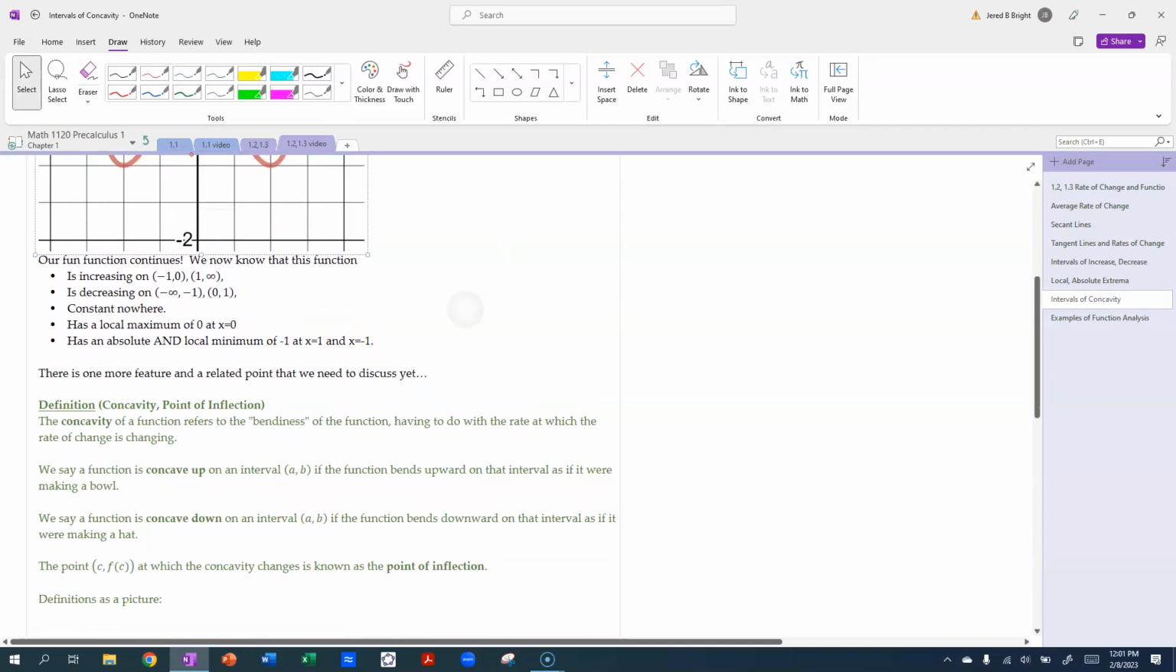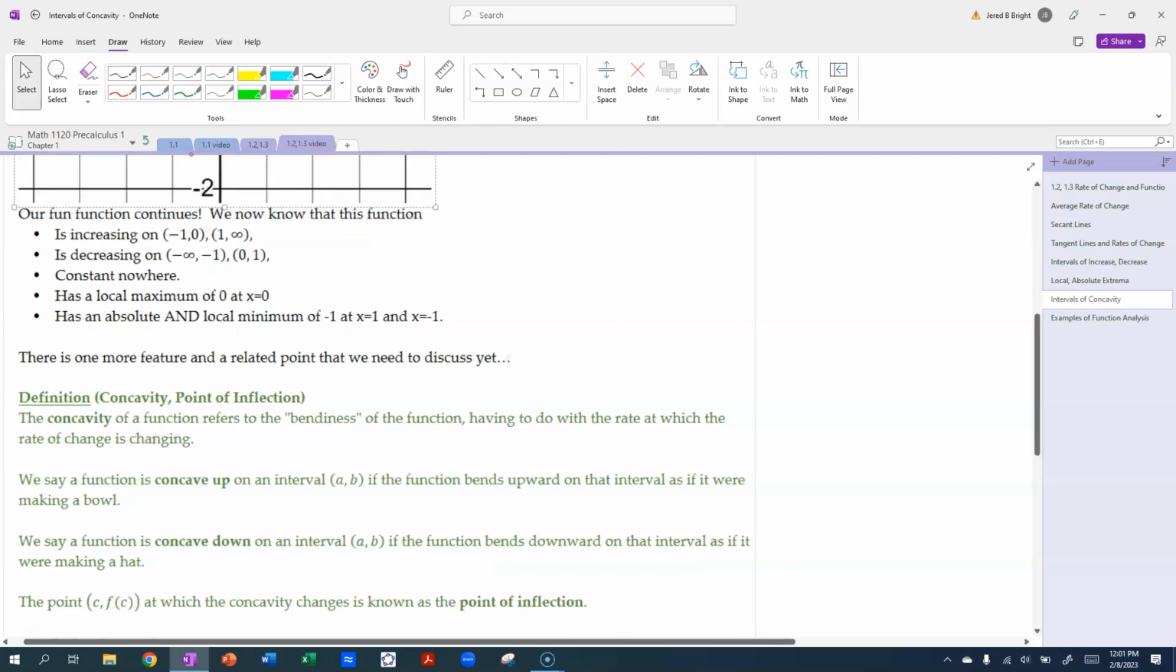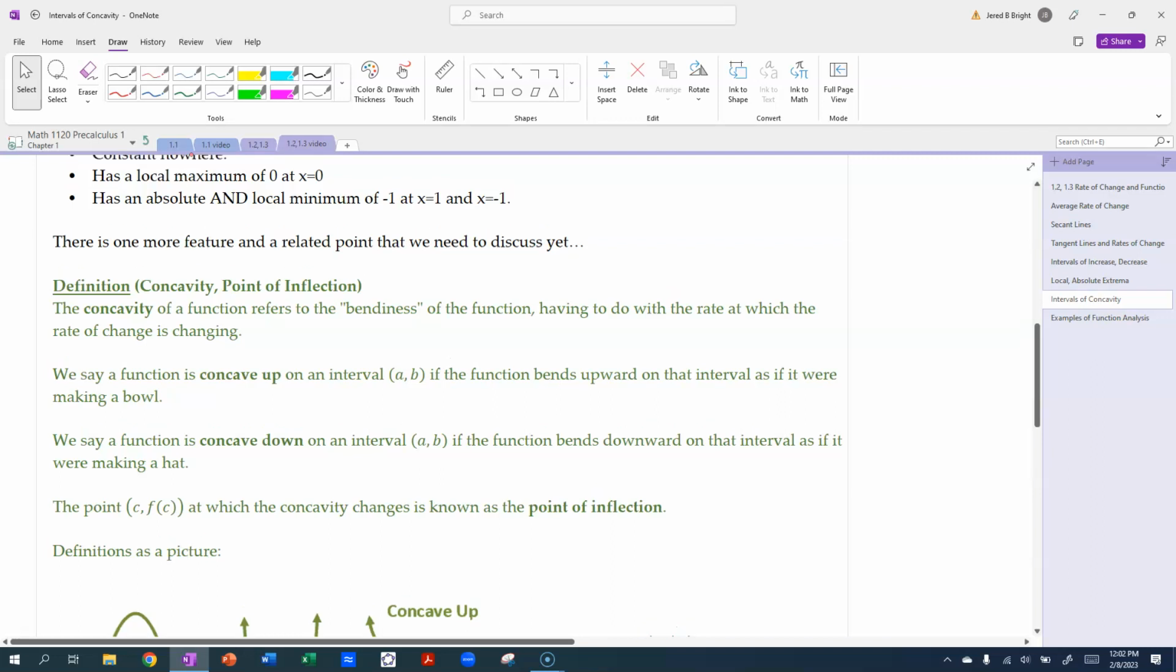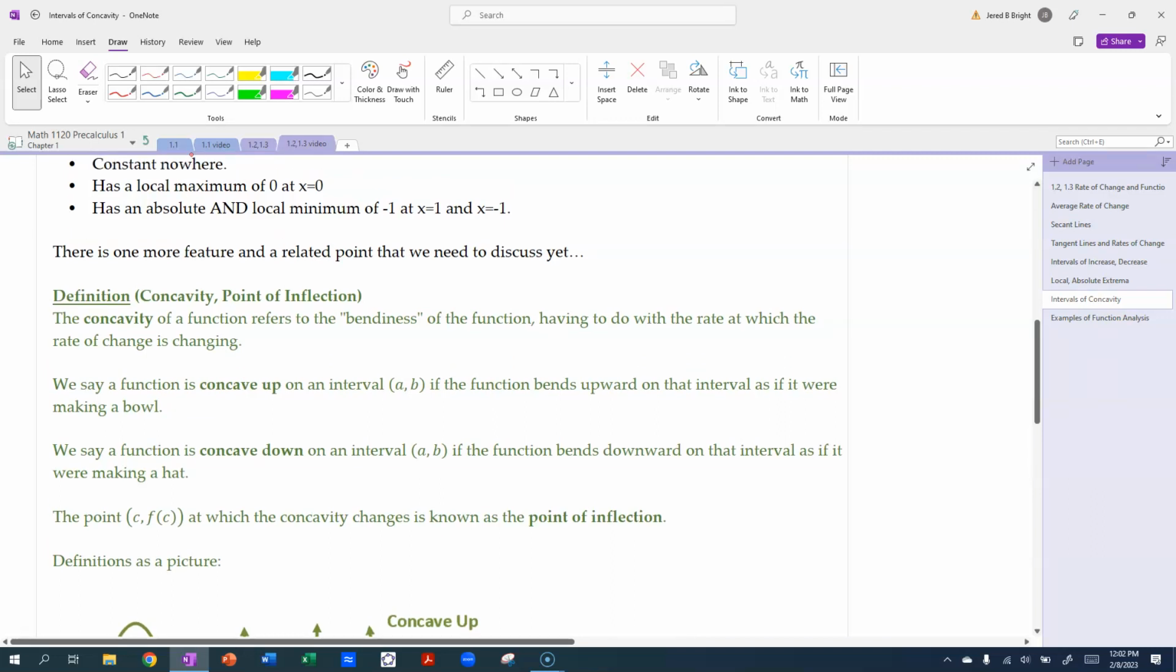If you need to pause the video, read the definition. Concavity, in general, talks about the bendiness of a function. If we talk about it formally with mathematics, we have to get into calculus. We talk about a second derivative. And so we interpret this as the rate at which the rate of change is changing. Parse that one in your brain a little bit. The rate at which the rate of change is changing.